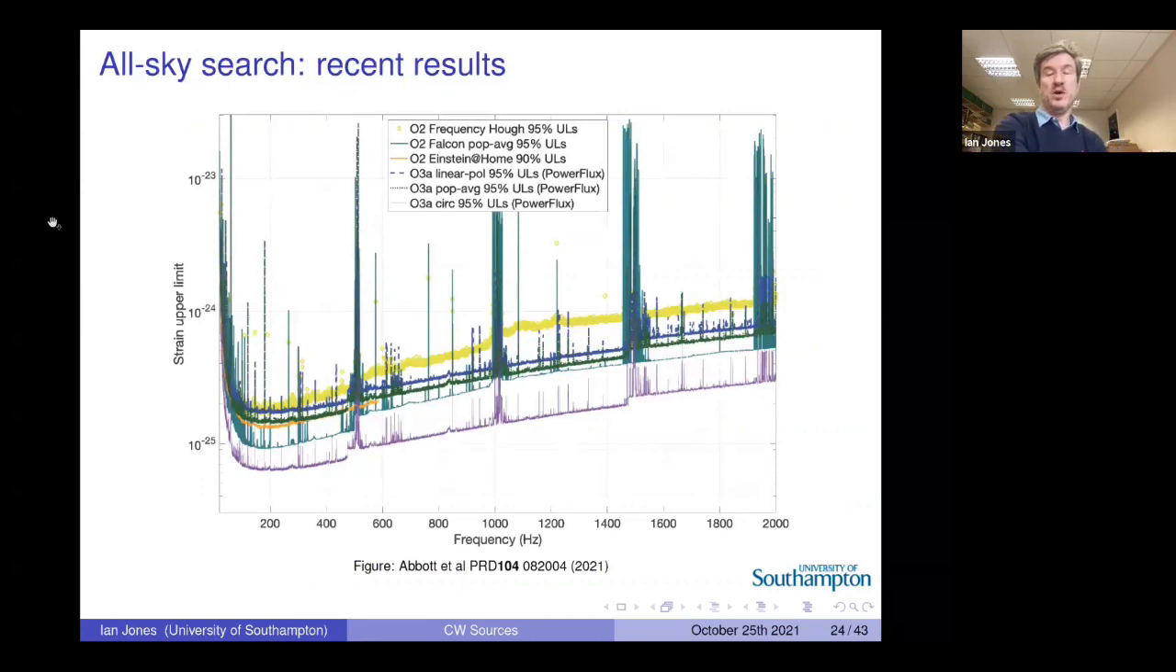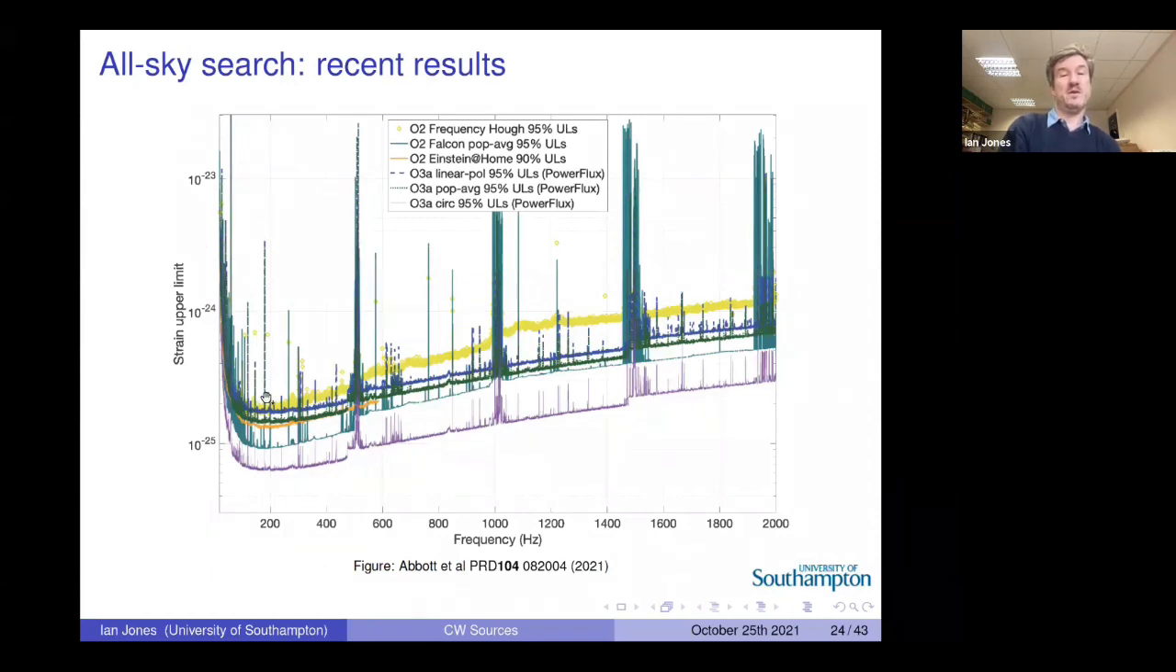This is an example of a recent LIGO Virgo all-sky search. It's gravitational wave frequency on the horizontal axis against strain amplitude. You can see the sorts of numbers. The best results are a bit better than 10 to the minus 25. So the Blandford result was a few times 10 to the minus 24. So that's been beaten comprehensively.